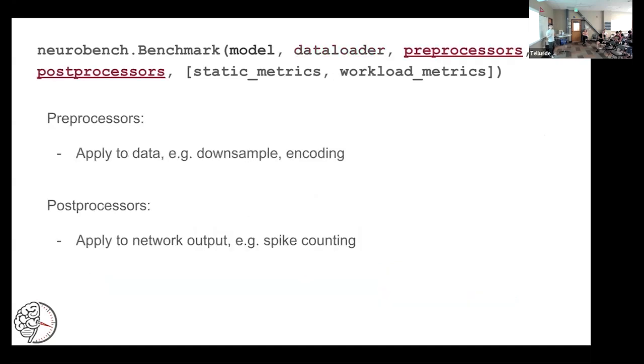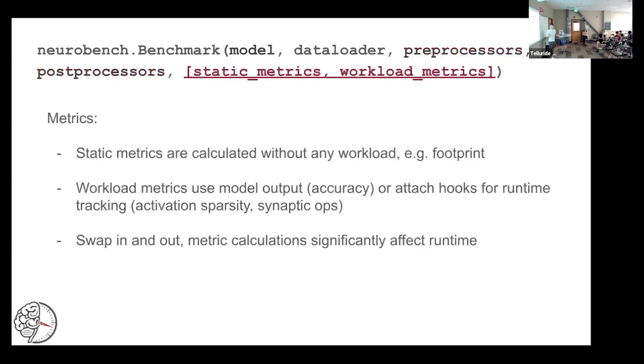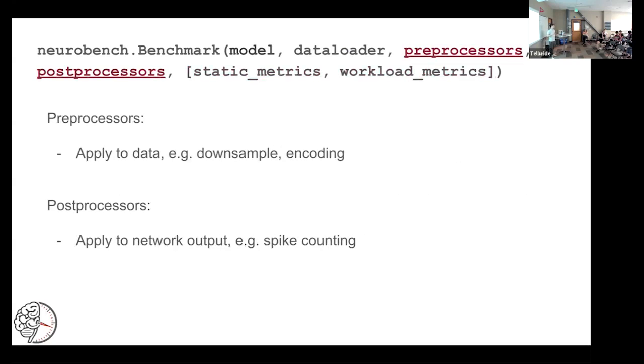We have preprocessors and postprocessors. Preprocessors will apply to your data, so for example, downsample, encoding. Postprocessors will apply to the network output, so for example, if you're counting your spikes. And so the preprocessing is not included in the benchmark. Yes, we currently do not measure preprocessing in the benchmark.